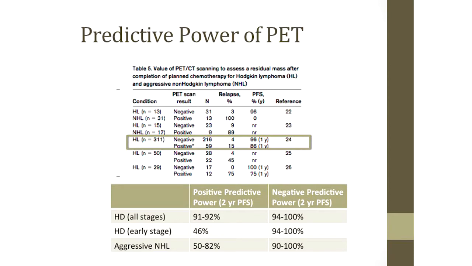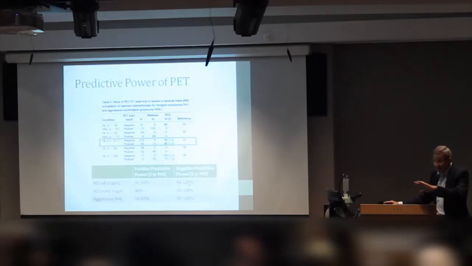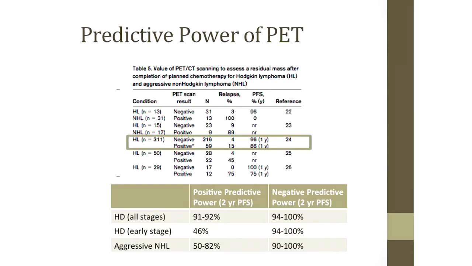So we can calculate what we call positive predictive powers and negative predictive powers. A negative PET scan at the end of treatment for any disease is always a good prognostic factor. And the likelihood of relapse is not zero. It's never zero with this type of scan, but it's very low. And that's very good. The positive predictive power, in other words, if it's positive, does it necessarily mean that there's still lymphoma or Hodgkin's disease there? It's not perfect. In certain situations, it is pretty high.